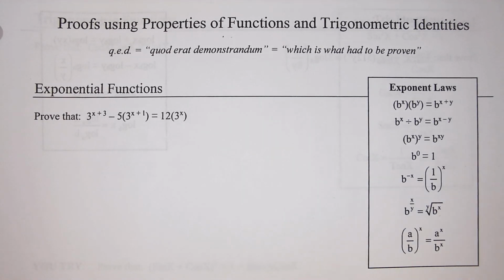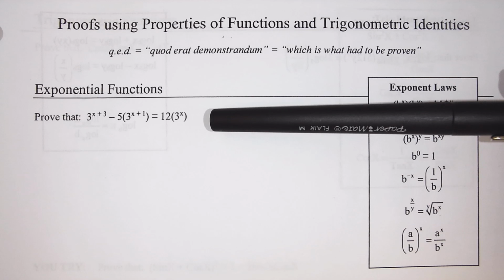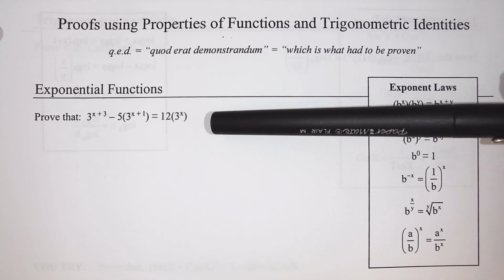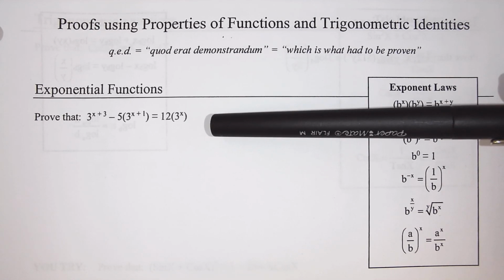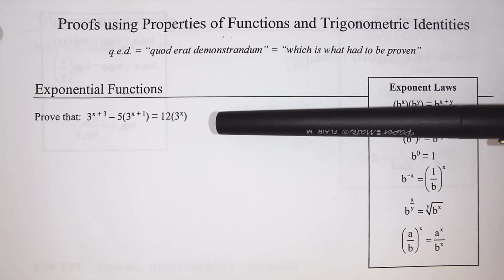So we are going to start with exponential functions, and we're going to try to prove that 3 to the power of x plus 3 take away 5 times 3 to the power of x plus 1 equals 12 times 3 to the power of x.